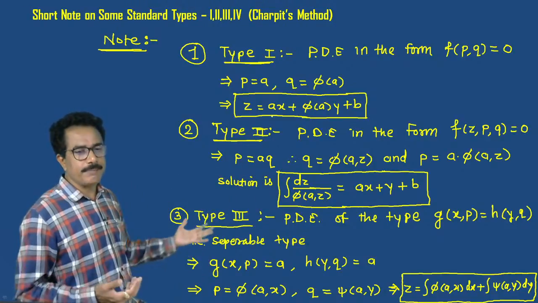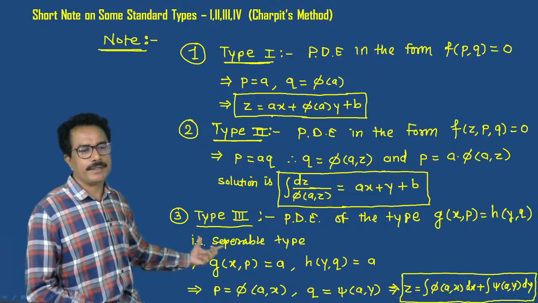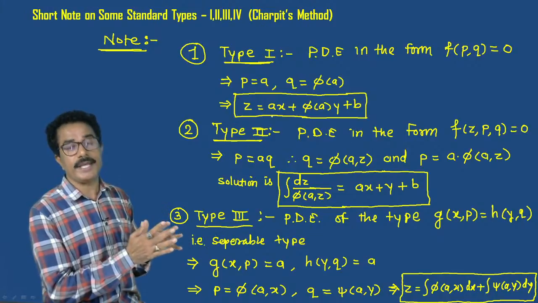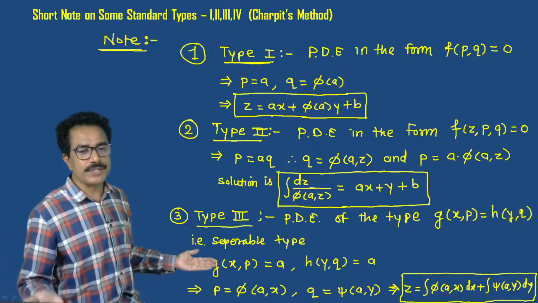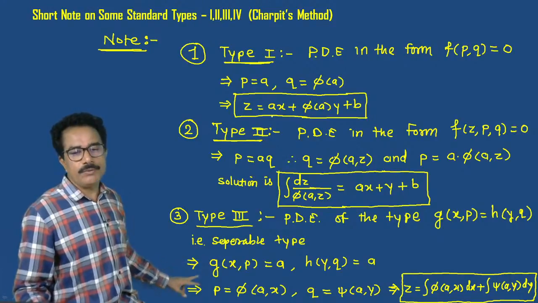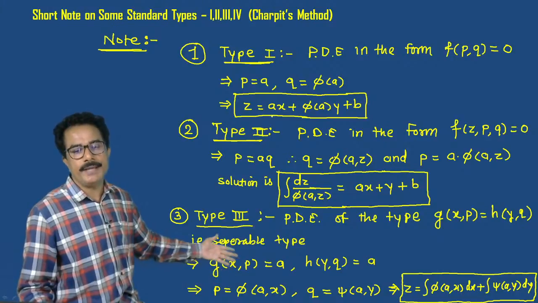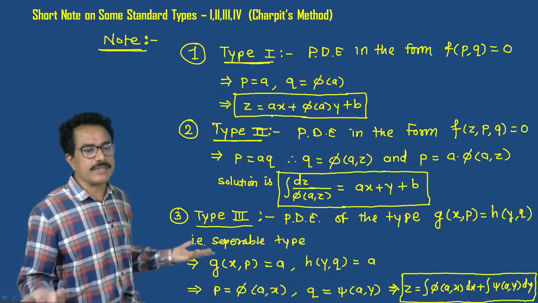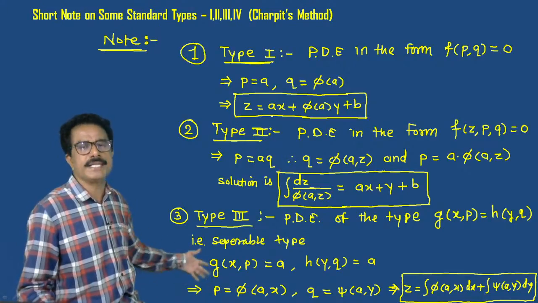Now third type: if there is a variable separation type, then on the left side g is a function of x, p, and on the right side h is a function of y, q. Then we substitute g of x, p equals a, then h of y, q is also equal to a. We can replace this. Now we shall discuss this.